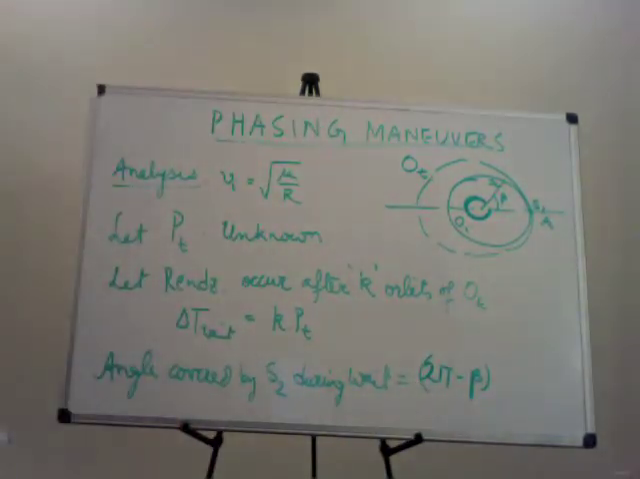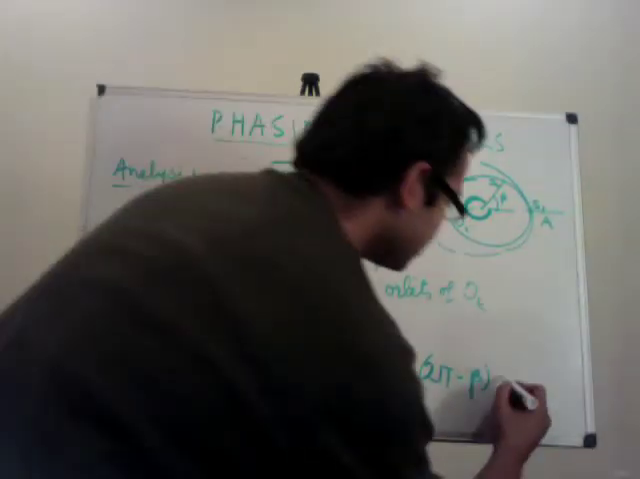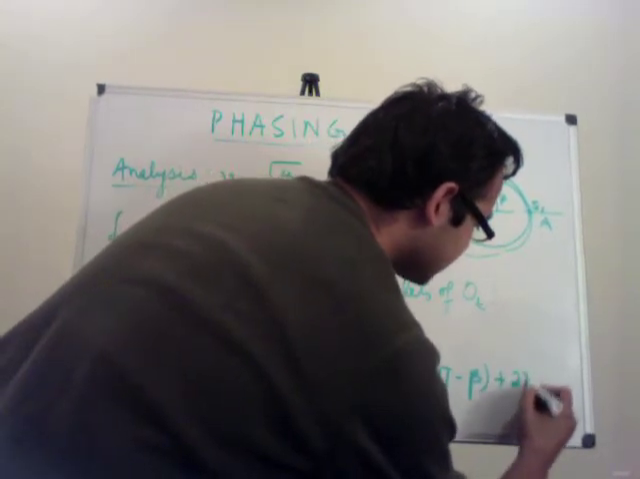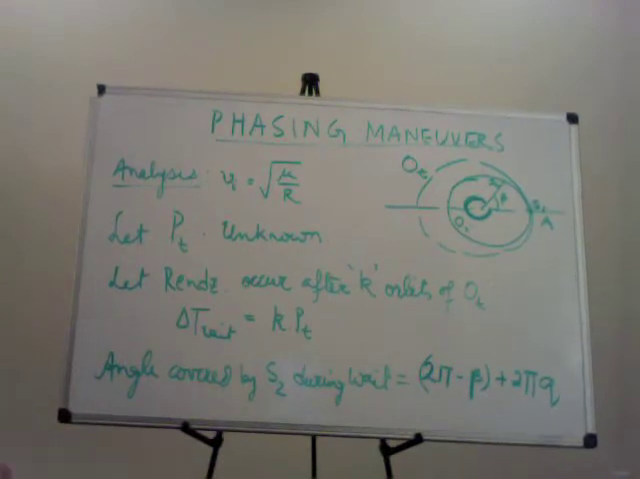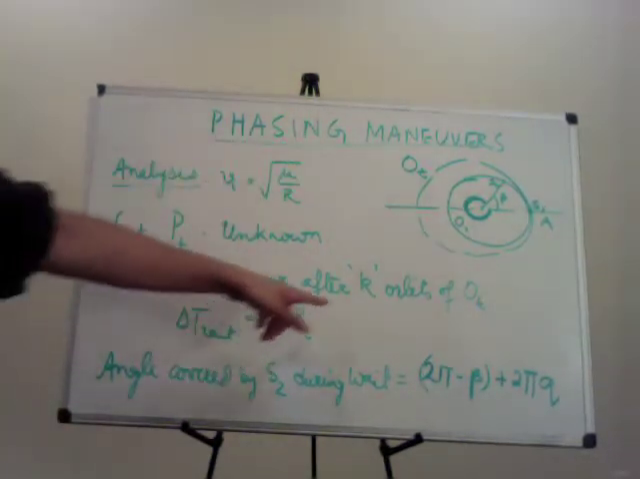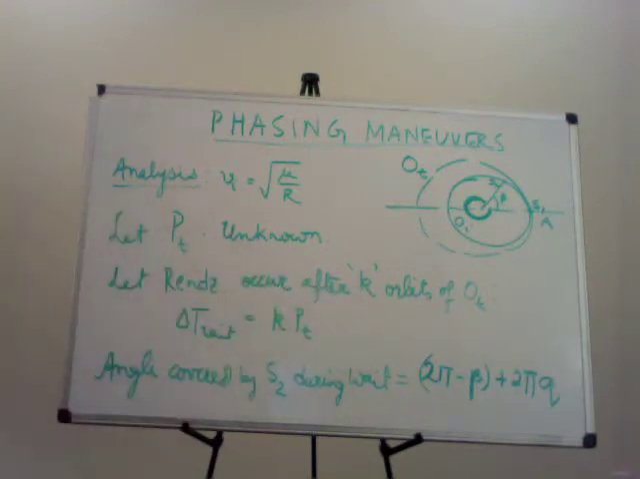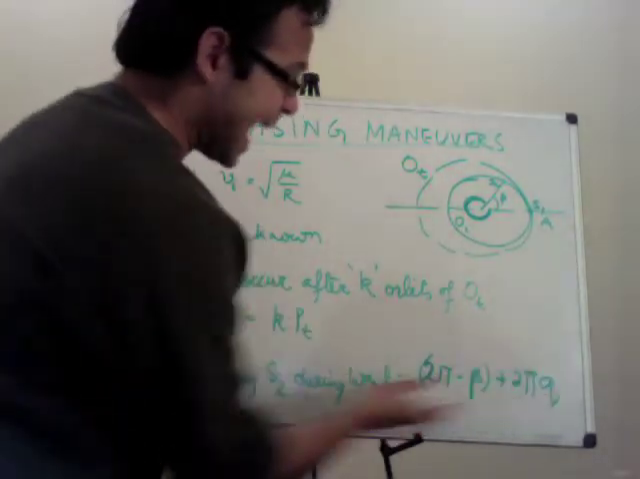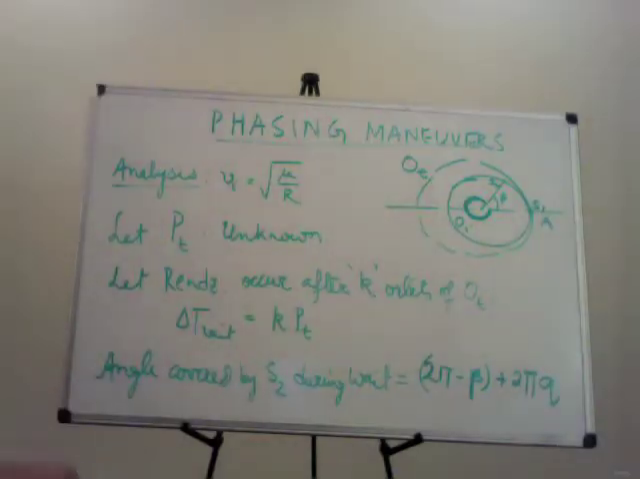And to make things general, we are going to say that in addition to that angle that it must cover to get to point A, it has covered an additional q orbits. Per orbit it covers 2 pi. So this is the additional q orbits that S2 has covered in the time that S1 has covered k orbits on OT. So this is the angular distance that S2 has moved.